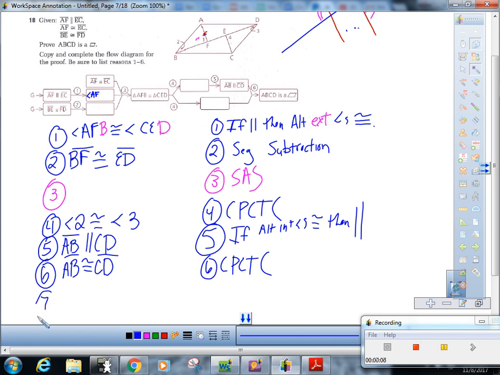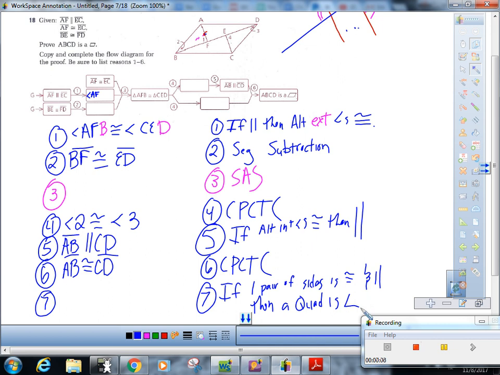And then finally, I know that ABCD is a parallelogram, and my reason would be if one pair of sides is congruent and parallel, then a quad is a parallelogram. Hope that helps.